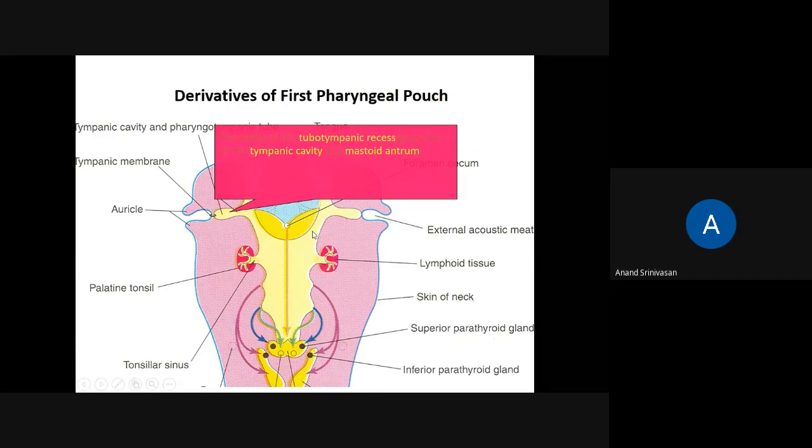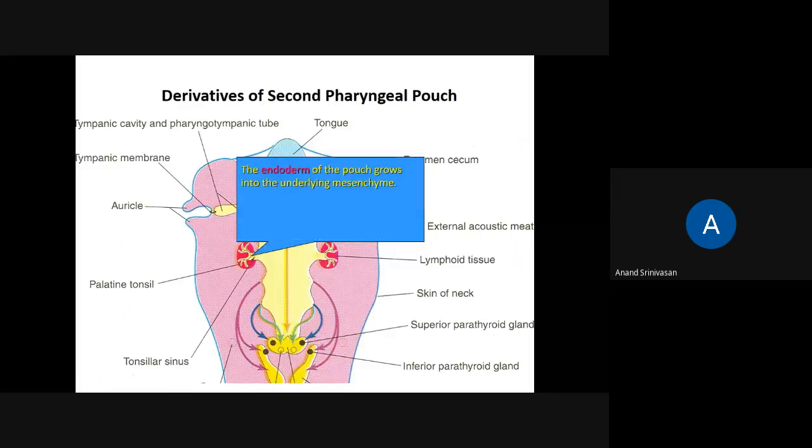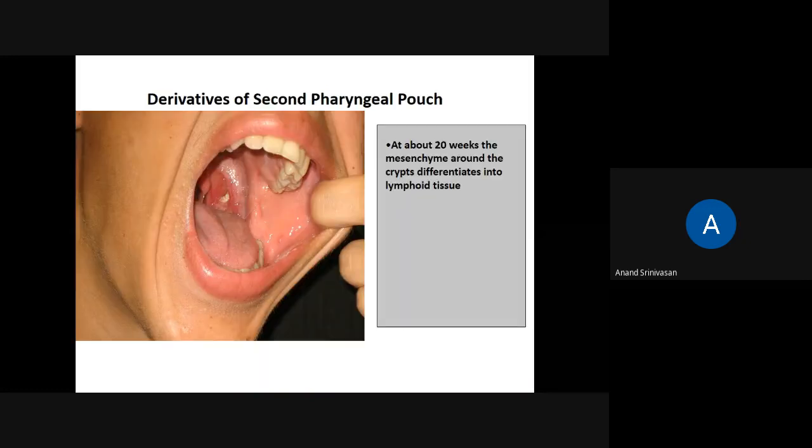Now the second pharyngeal pouch is the one which is responsible for the tonsillar sinus, you know, the palatine tonsils. So the tonsillar sinus. Now the third and fourth pharyngeal pouches. Let me show you here. So this is the tonsillar sinus.